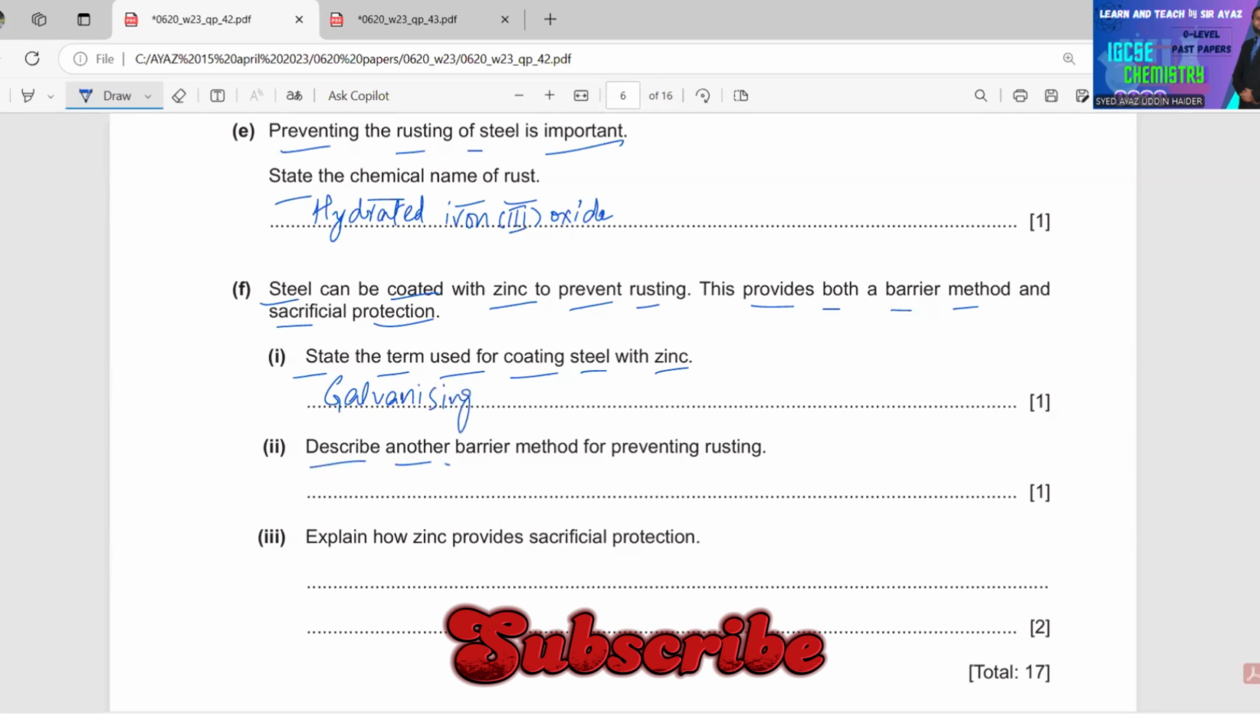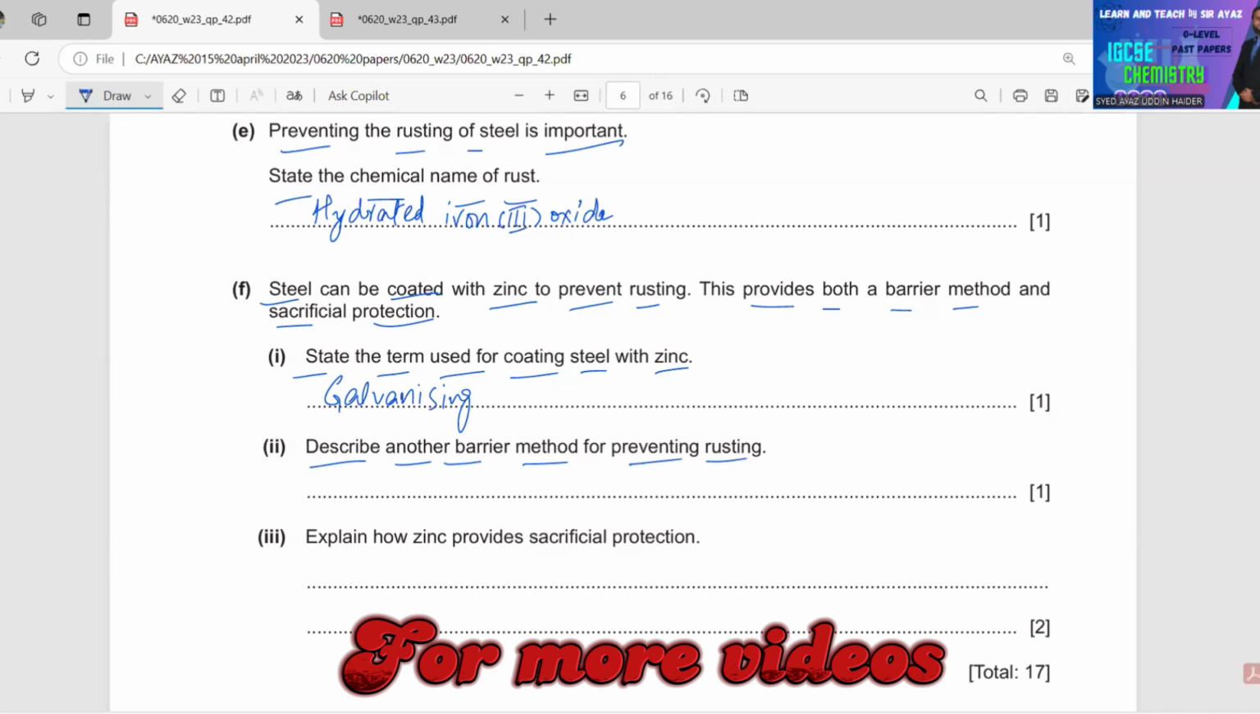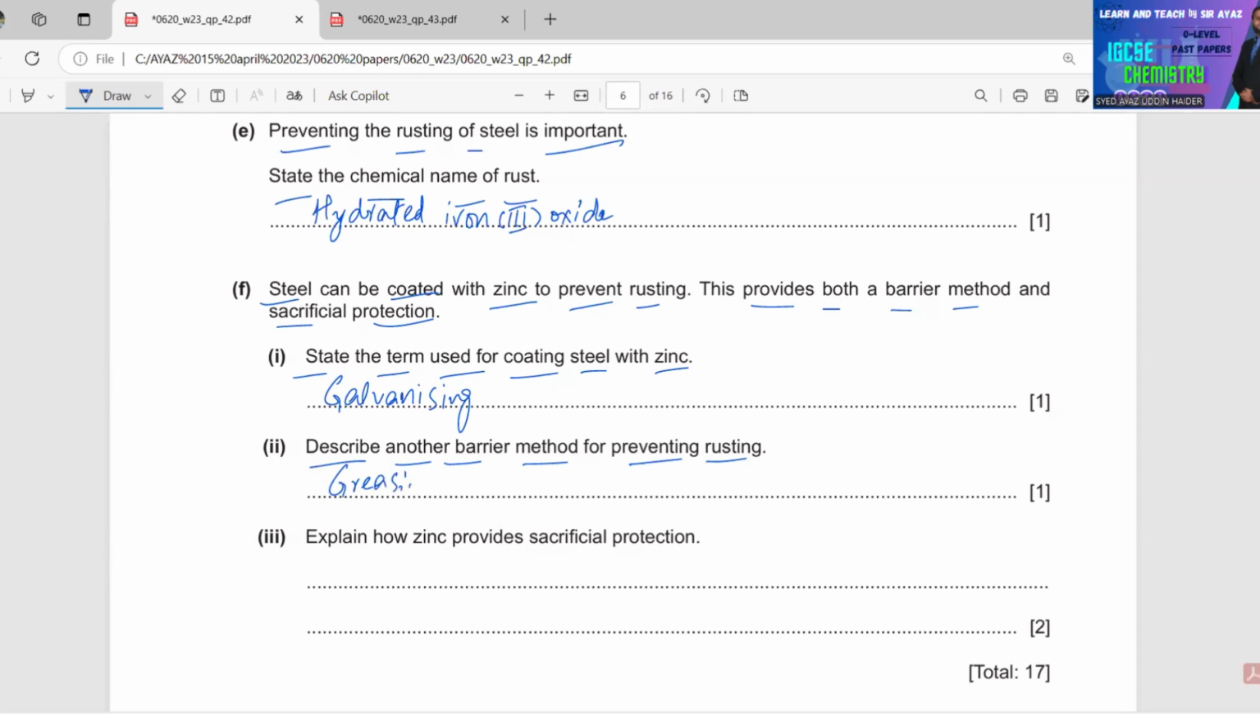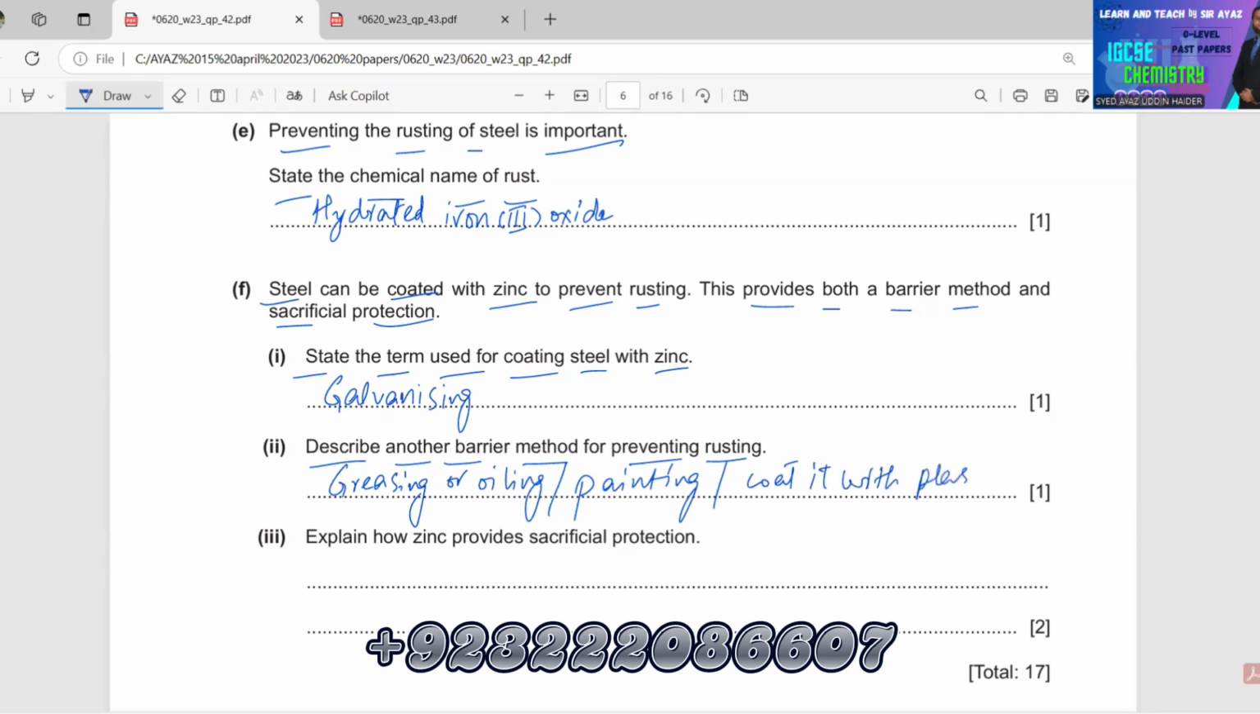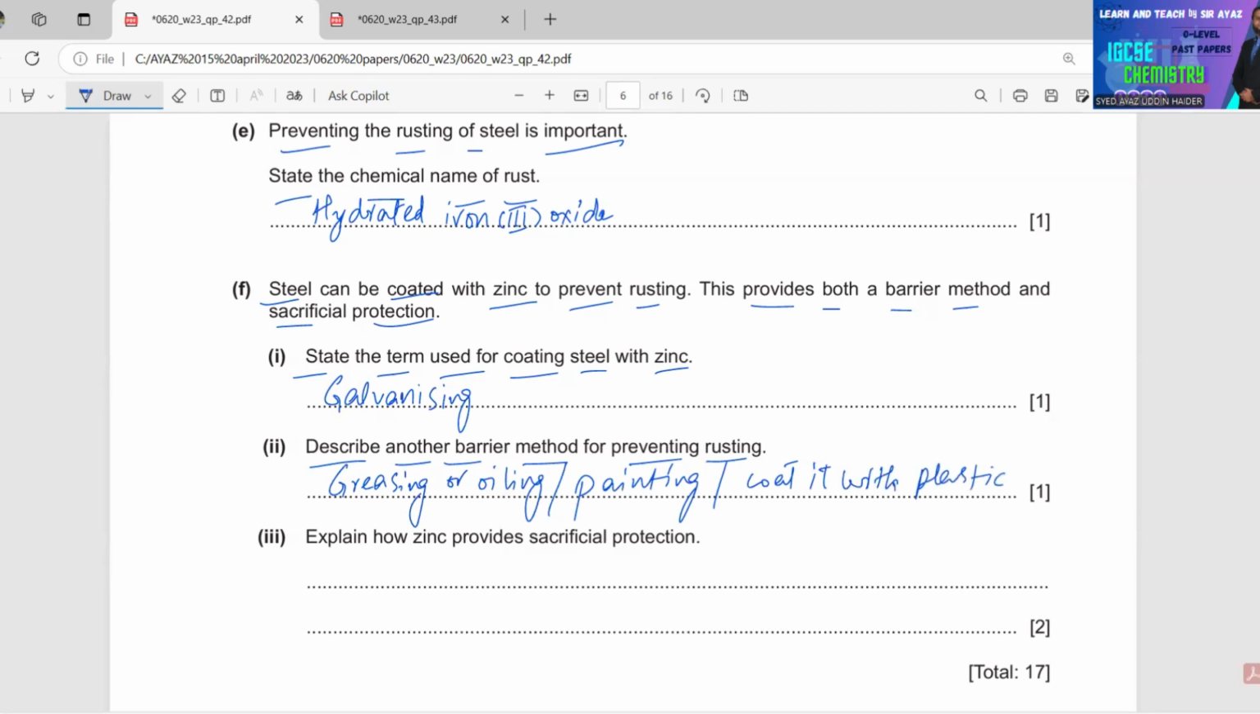Part 3. Describe another barrier method for preventing rusting. You can grease it, paint it, or coat it with plastic. So I will write greasing or oiling, painting, or coat it with plastic. These all prevent rusting. So any one from these.